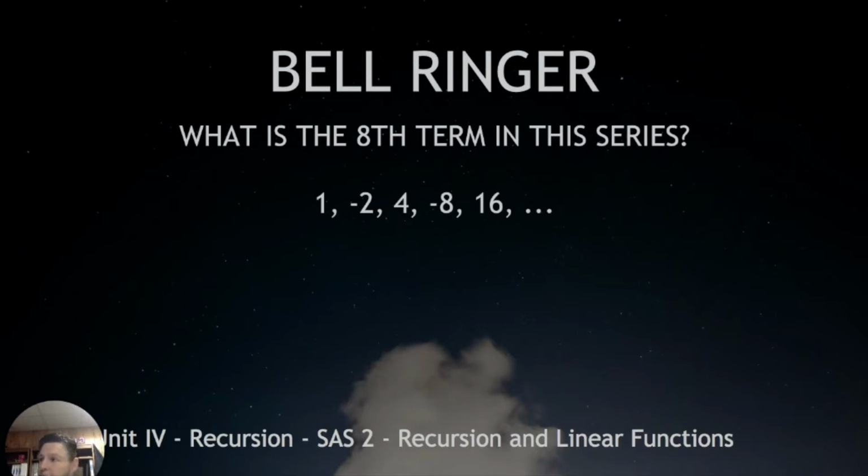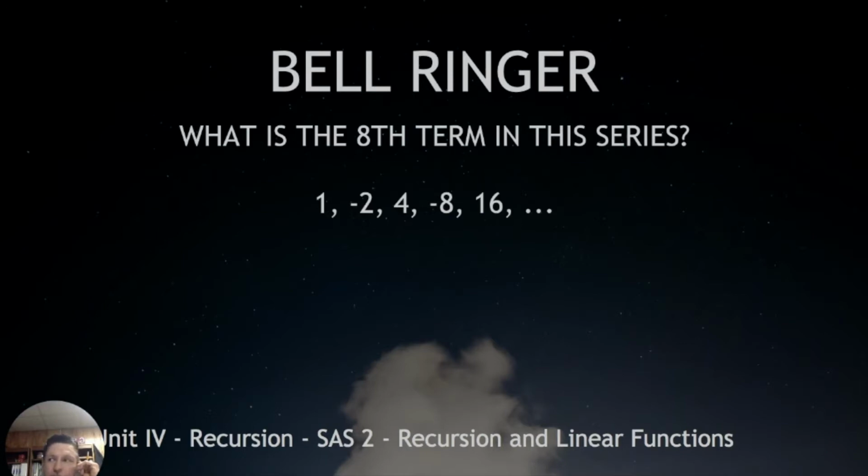So let's look at this bell ringer. Bell ringer says, what is the 8th term in this series? We're doing 1, minus 2, 4, minus 8, 16, and what is the 8th term? We're going through 5 terms. So the first thing we need to do is, what is happening to the terms when the next sequential number shows up?